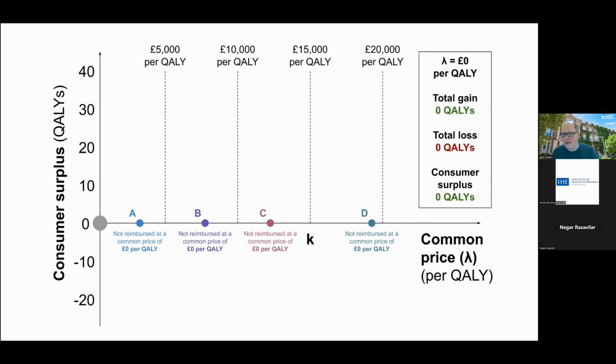So let's start with a ridiculously low threshold that no one would suggest, which is a threshold of £0 per QALY. The reason this is a problem is that none of the medicines are going to be supplied, because you've not met any of the reserve ICERs. If you had a threshold of 0, as indicated by the grey circle at the origin of the graph, then none of these medicines are going to be reimbursed. But there's no health gain, and there's also no health loss. There's no opportunity cost either. So the impact on population health, the consumer surplus, is just 0.